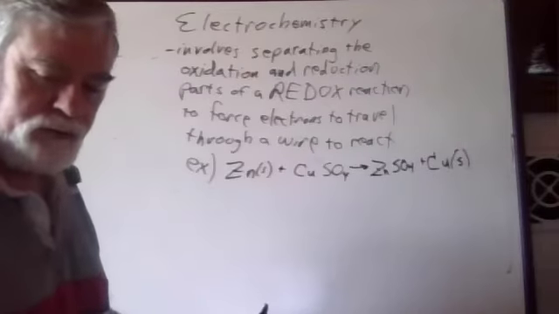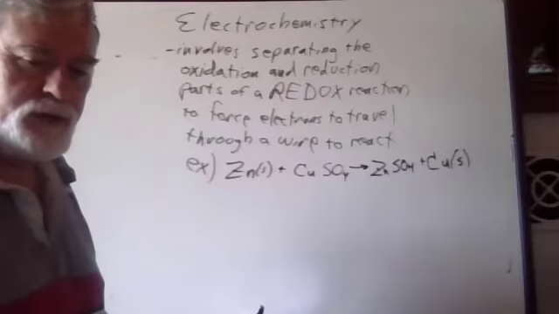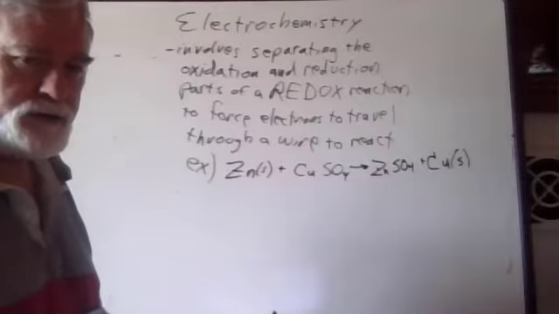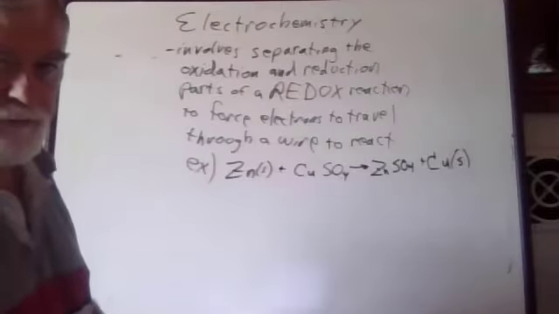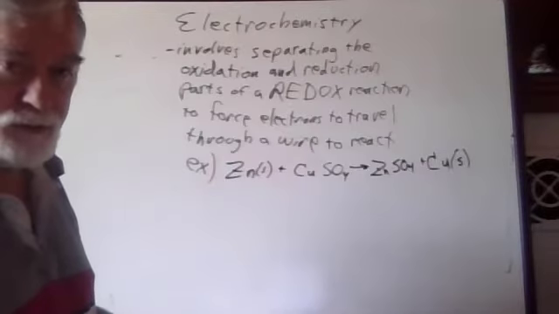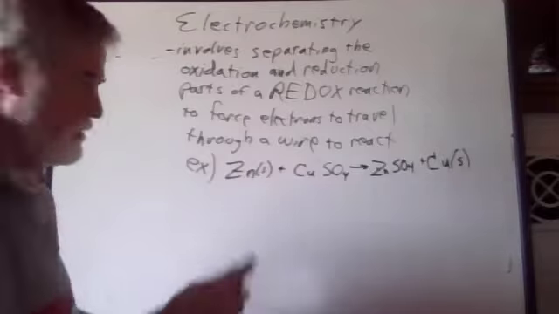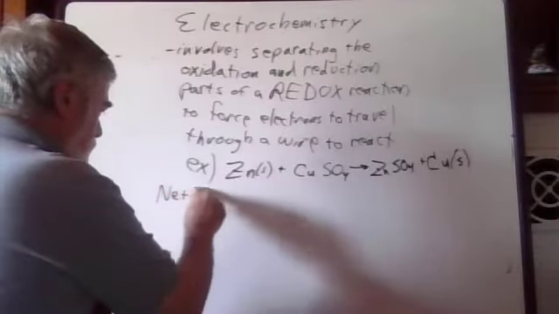I'm going to write this same reaction in a net ionic form, and really this is one of the reasons why you have learned about net ionic equations, so that you can analyze electrochemistry from that point of view, because it's a lot simpler when you don't include the spectator ions. So I'm going to rewrite this as the net ionic equation.